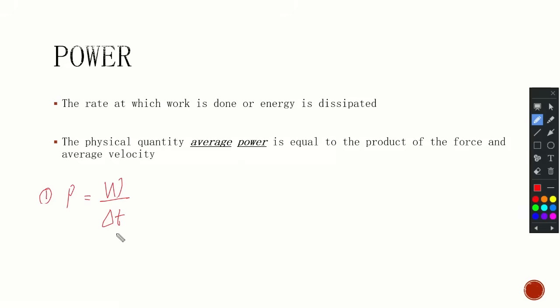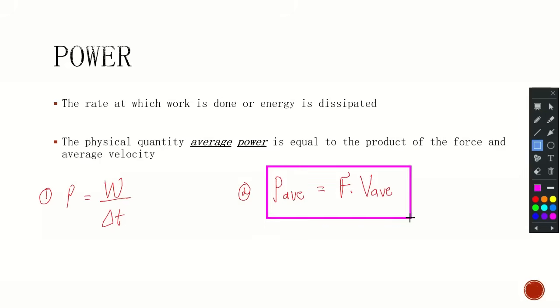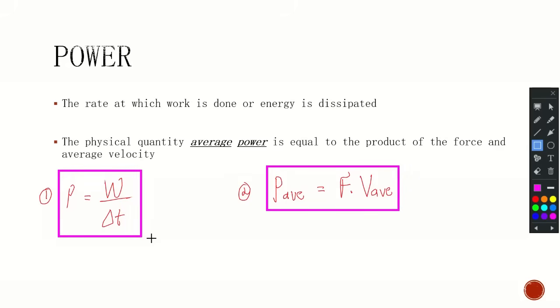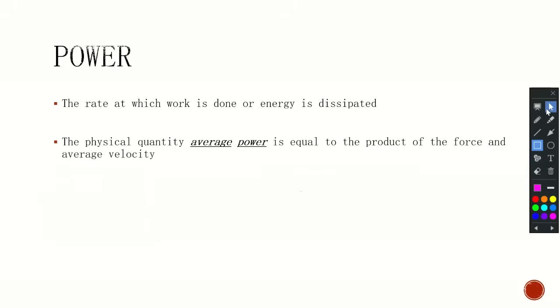Remember, rate means that we have to look at that quantity over time. And then the second formula is where we are calculating the average power, whereby we'll say the force applied multiplied by the V average, the average velocity. So there are basically two formulas that we will apply when it comes to calculating the power. You need to note these two formulas here and also understand when to use them. Okay, then let's proceed and see the questions.